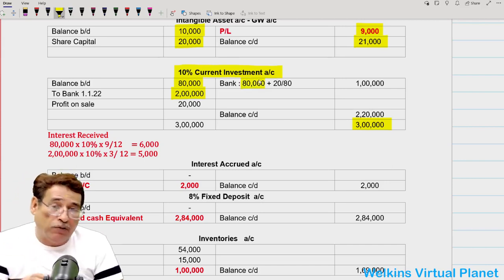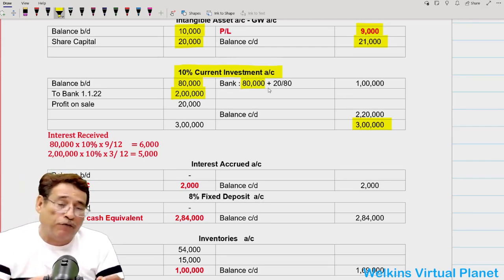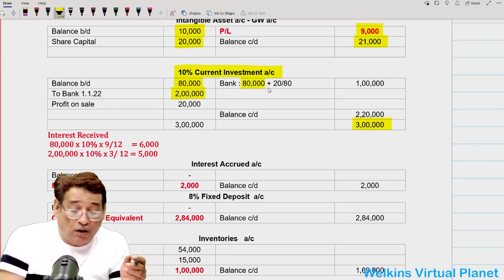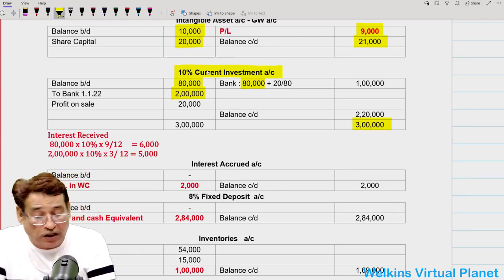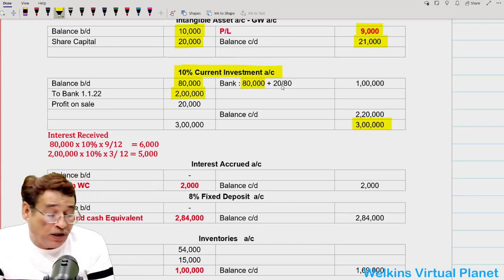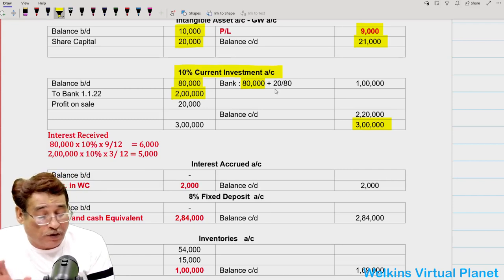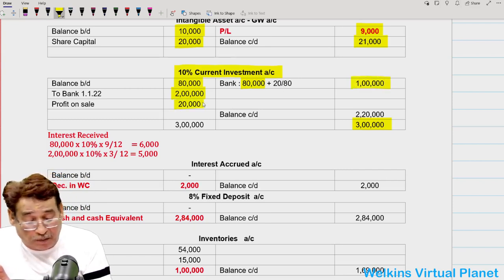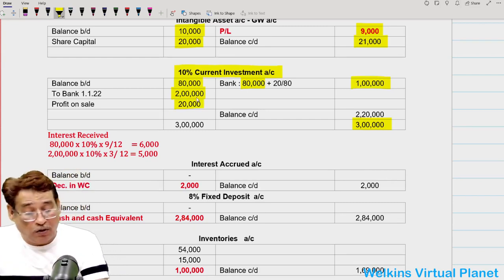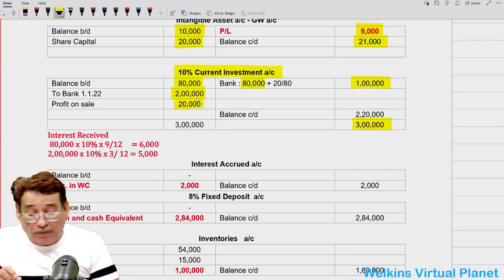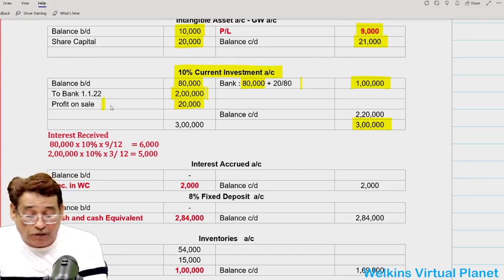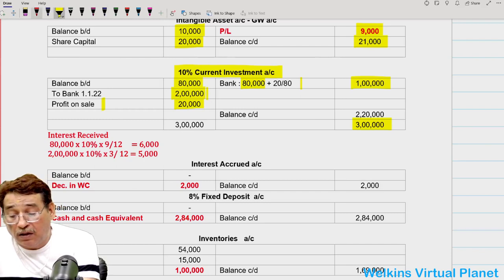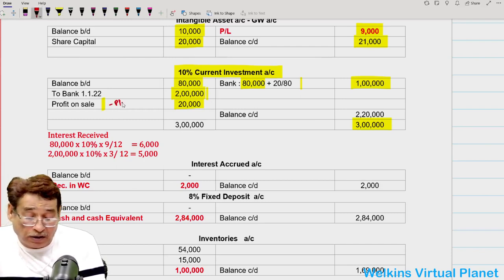80,000 worth of investment you sold at a profit of 20% on sales. So on cost, you will have to find out because this is the cost price. Because whatever we write in account, that is cost. So it will be 20 by 80. So 1/4 of 80, 20,000. So that means you sold this at a profit of 20,000. Correct? This is how you are going to prepare this account. Of course, it will be treated as your investing activity, and profit will be subtracted from your profit and loss account balance. Isn't it or not? It will be subtracted from your P&L.